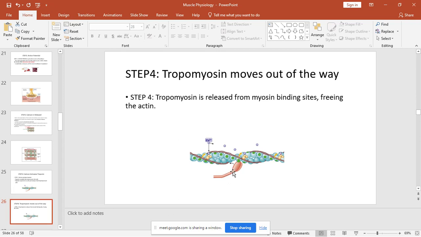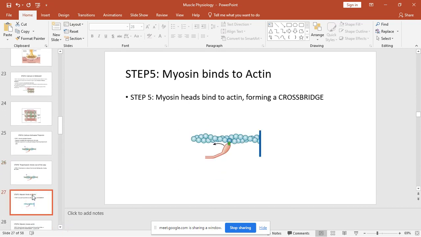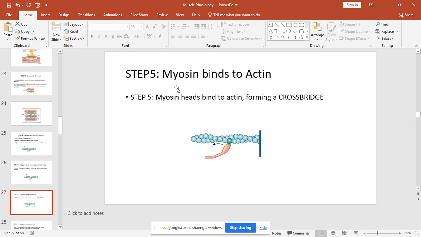Once the myosin binds to its site on the actin, it forms what we call cross bridges. Okay, and once the cross bridges are formed, sorry guys, I don't know what I have missed. Okay, so in the fourth step, this is where we have the tropomyosin moving out of the way, and we've got the myosin actually binding on the site of actin. When it binds, it forms the cross bridges in the fifth step.